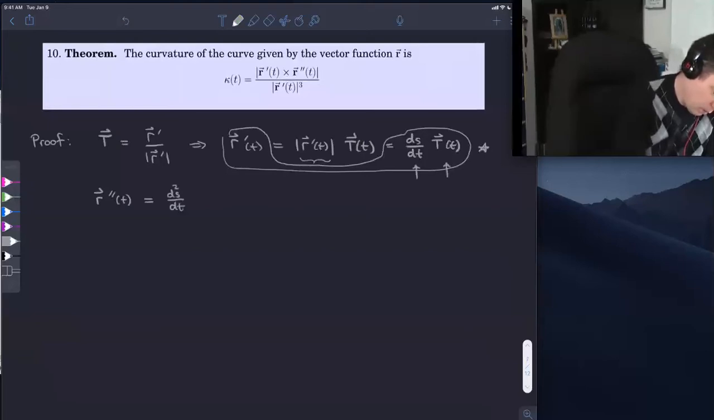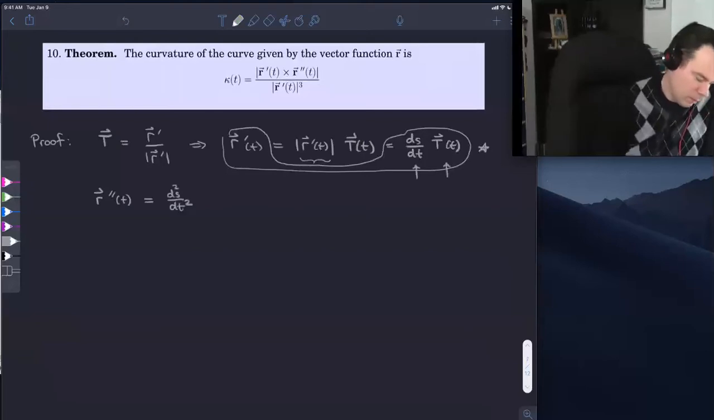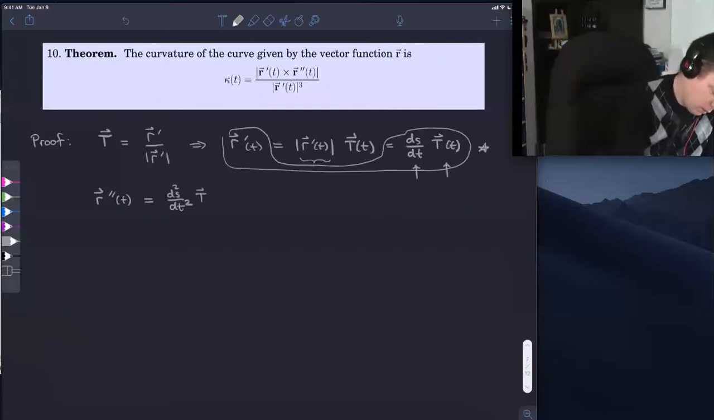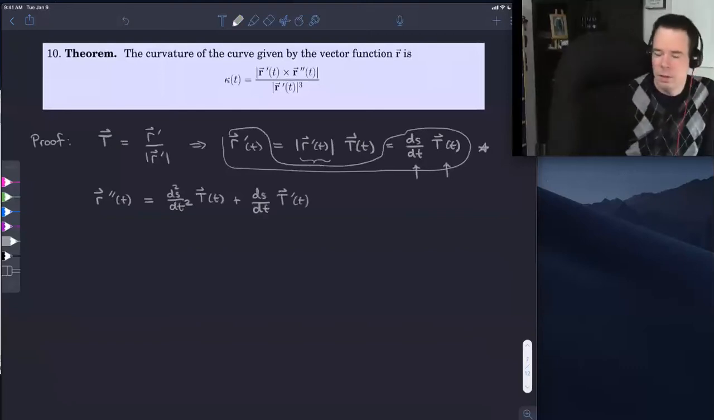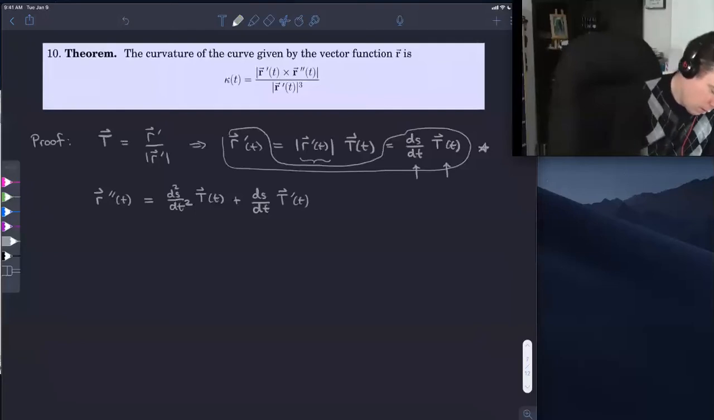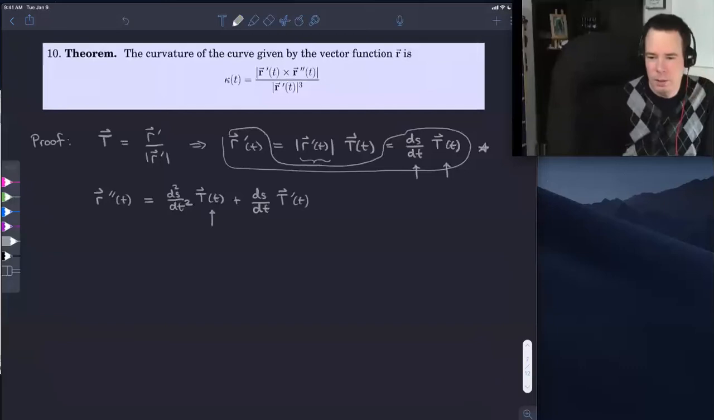So this is now a second derivative times the second, plus the first times the derivative of the second. Okay, and I said the reason we're going to do this is from a geometric perspective. The idea is that this piece is, so we've just decomposed r double prime of t into two pieces.